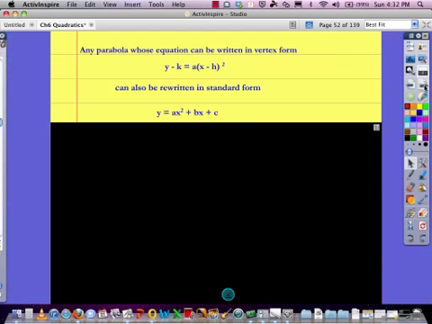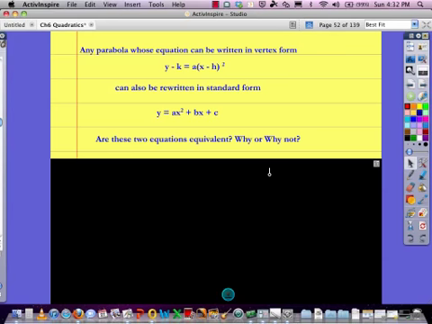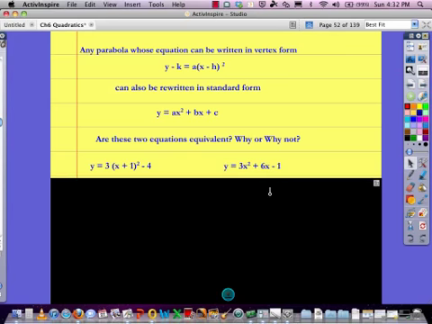Let's talk about any parabola whose equation can be written in vertex form, which we've shown you already, with that h, k that helps us determine its movement. It can also be written in what we call standard form, ax squared plus bx plus c. So knowing that, we want to be able to change equations so you can answer things like, are these two equations equivalent? Why or why not? So here are two equations.